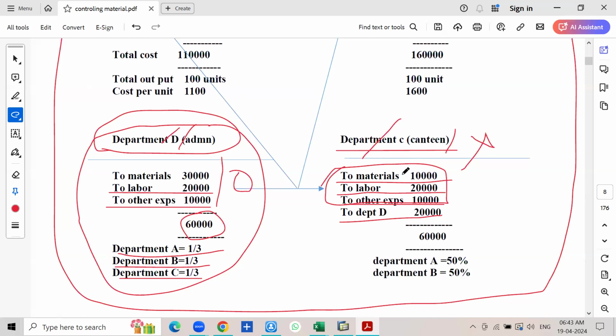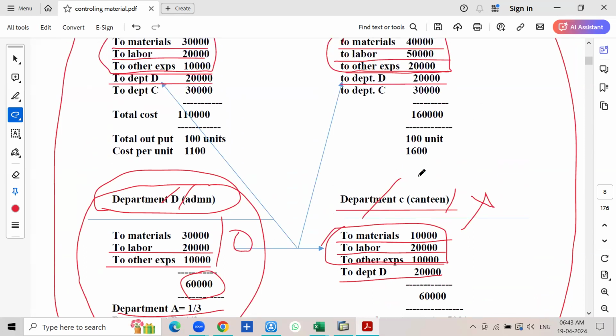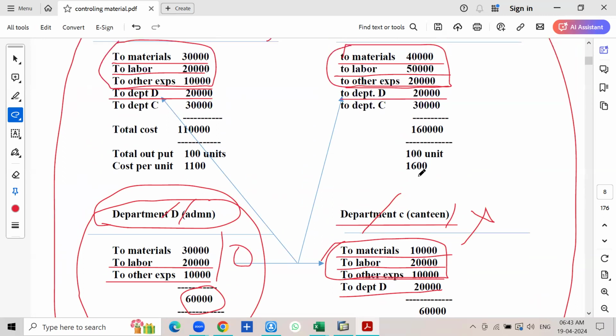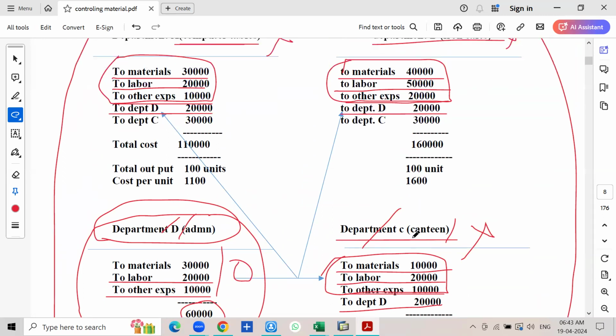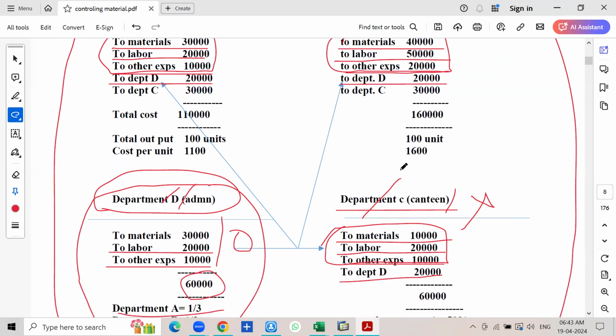Now, here the canteen department, right? Here I am making one assumption that the canteen department is giving services to department A and department B, right? Only department A people and only department B employees are taking their lunch and dinner facilities in the canteen department. Administration department employees are not using the canteen services. Let us assume like that for the time being.